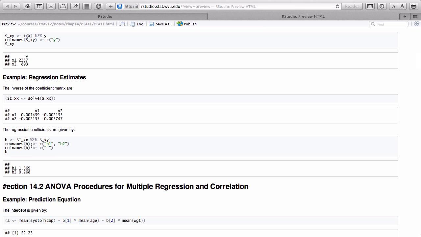I can work out a little more detail, but the way you can get the inverse of S sub xx is using the solve function. If I say solve of S sub xx, it gives the inverse. If I multiply the inverse times the right-hand side, I will get the regression coefficients. And these are the two regression coefficients. So that's what we did in a nutshell. We got the two regression coefficients.